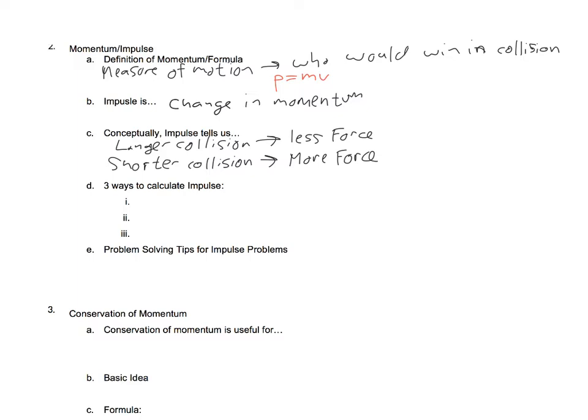We had three ways that we used to calculate impulse. Okay, the first was going back basically to the definition of impulse. If the momentum is changing, and that's what impulse is, it's the change in momentum, then it's probably going to be the velocity that's changing. So one way to calculate the impulse, the change in momentum, is mass times change in velocity.